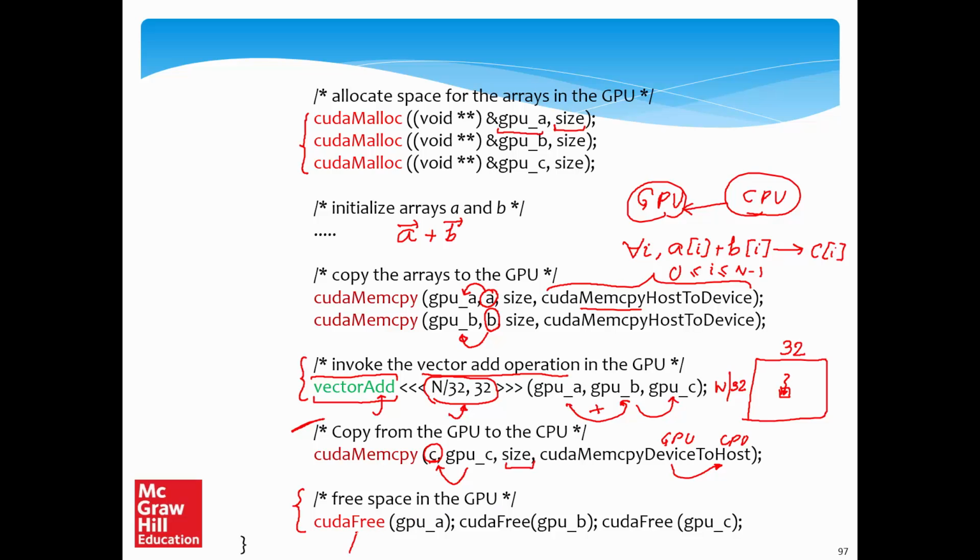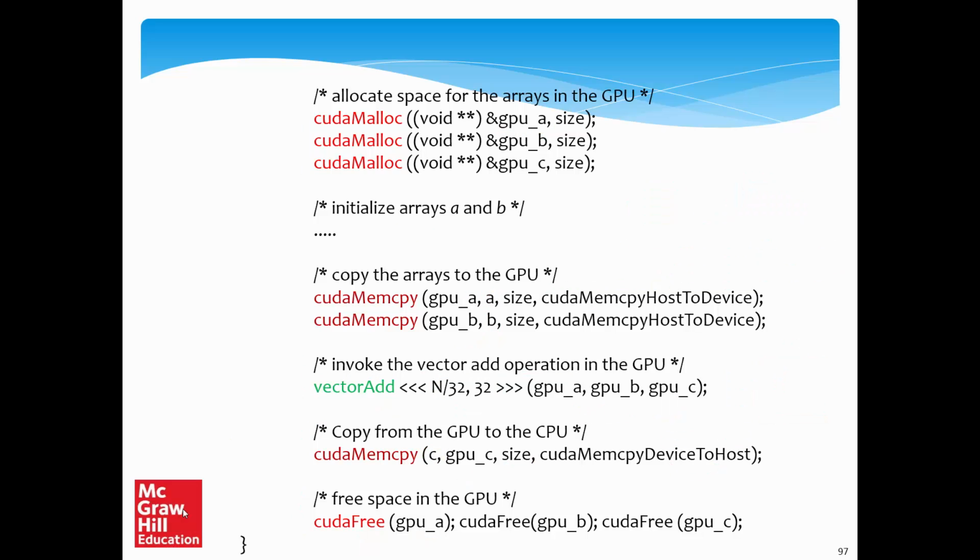So we call the CUDA free call, which frees up the space for GPU A, B, and C. So this is essentially the code to do a computation within a GPU and to get the results from the memory space of the GPU to the memory space of the CPU.